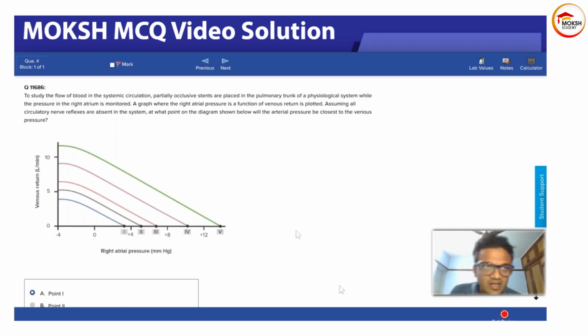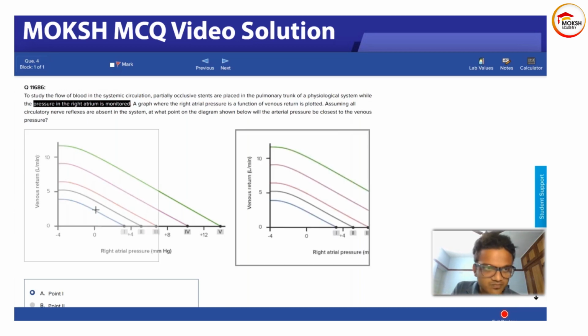So which of the following closely represents... 3.3, right? Let's see what they are saying in the question. To study the flow of blood, partially occlusive stents were placed in the pulmonary trunk. Basically, we are ceasing the circulation. Now the pressure in the right atrium is monitored. In the graph, at which right atrial pressure do the functions assume all the circulatory... We don't have any reflexes when we are doing this experiment because it's done in vitro.